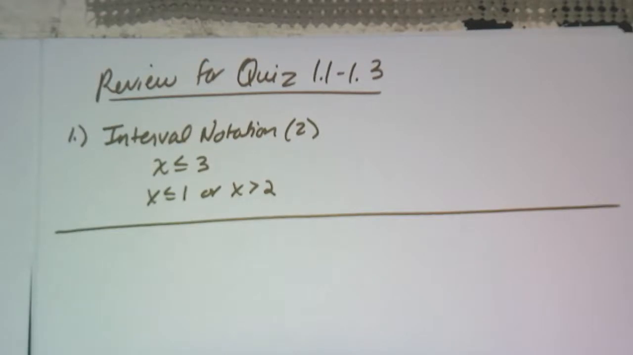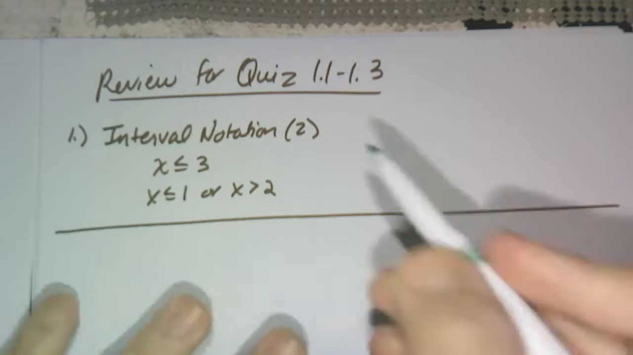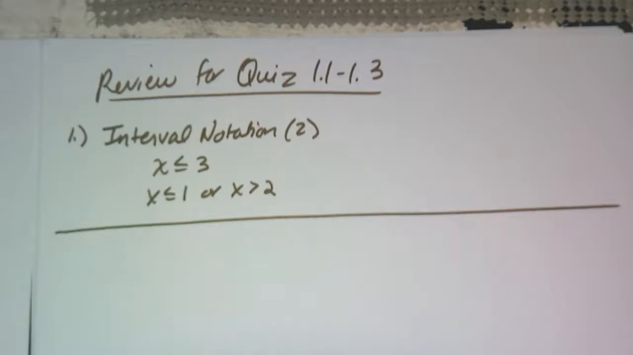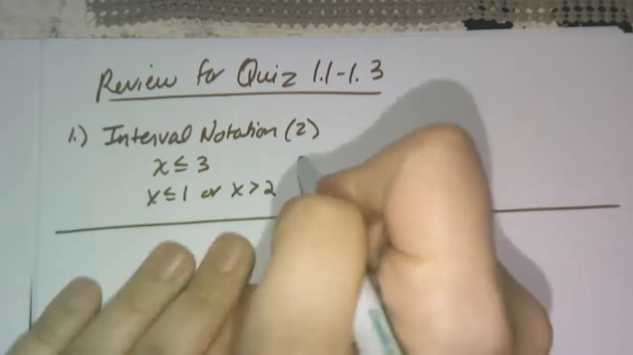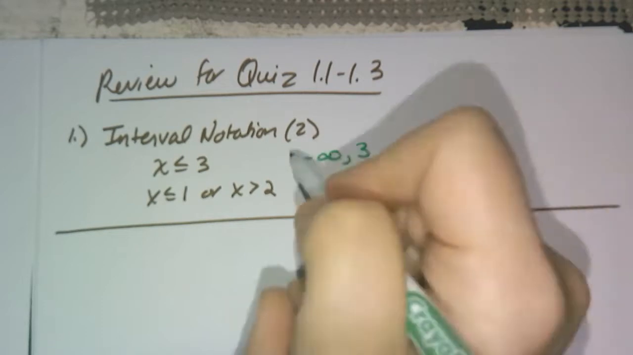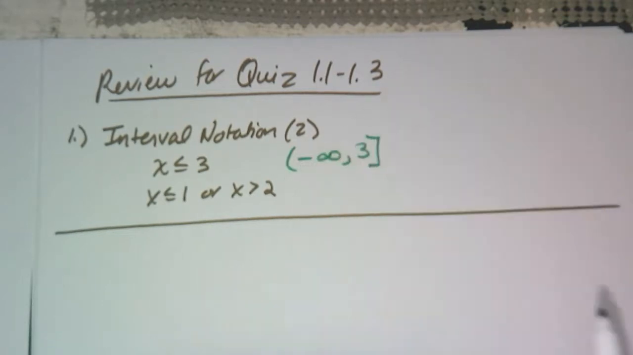How do you write x is less than or equal to 3 in interval notation? I have a question just like this. What would you write? What's the lowest value that x could be? Negative infinity. What's the highest value that x could be? 3. Bracket, parentheses, both, neither? Parenthesis, bracket. That's all you have to do.